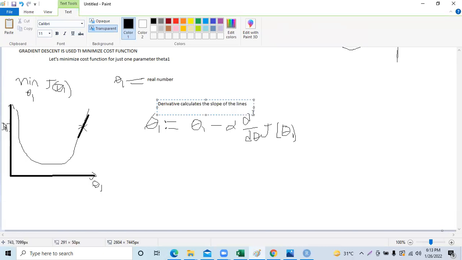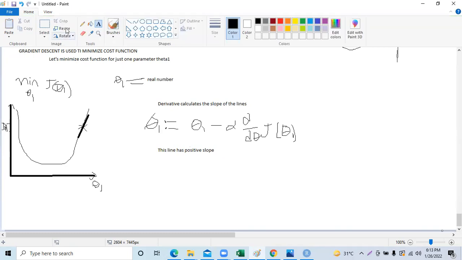This is just supposed to give you an intuition. We're not supposed to go into the deep math because it's going to confuse you. So look at this slope. This line has a positive slope. I'm writing it down just for emphasis. I don't have time to prove that to you. Because this line has a positive slope, we're going to get a positive number for our derivative.